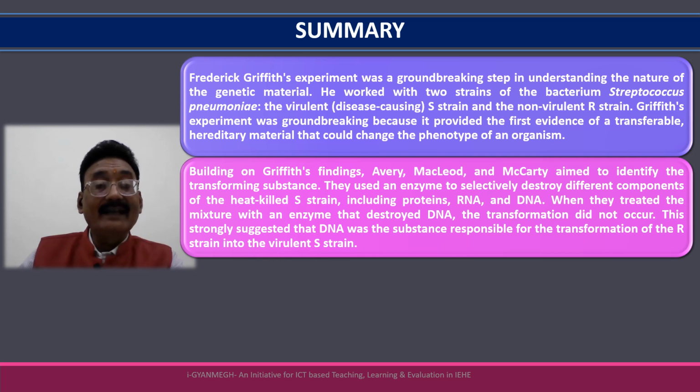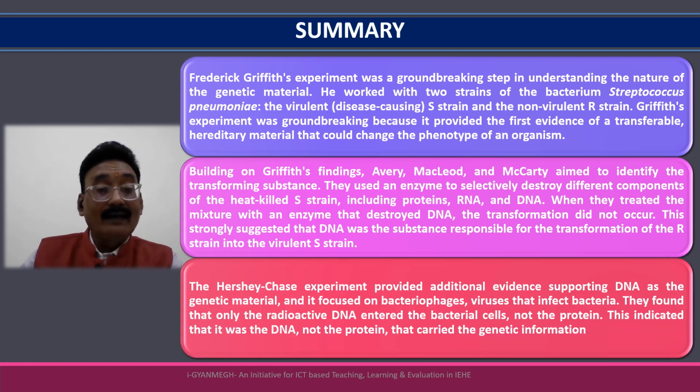Building on Griffith's finding, Avery, MacLeod and McCarty aimed to identify the transforming substance. They used enzymes to selectively destroy different components of the heat-killed S strain, including proteins, RNA and DNA. When they destroyed the proteins and RNA, the transforming power was retained, but when they treated the mixture with an enzyme that destroyed DNA, the transformation did not occur.